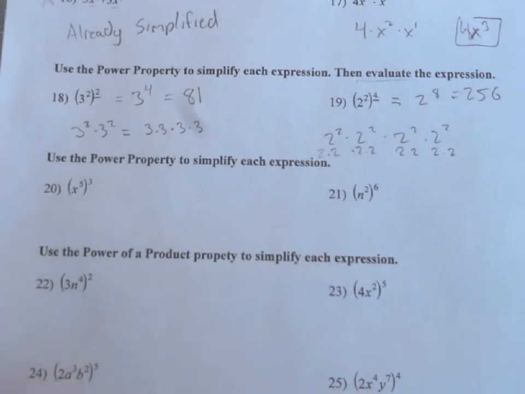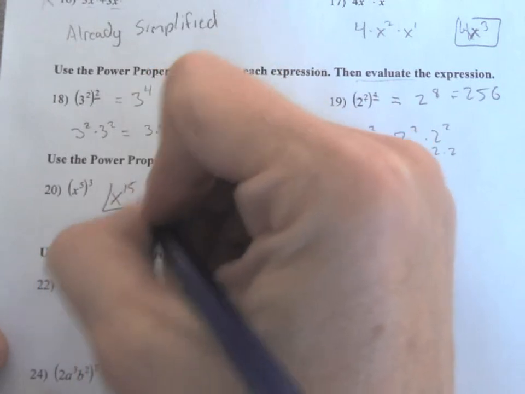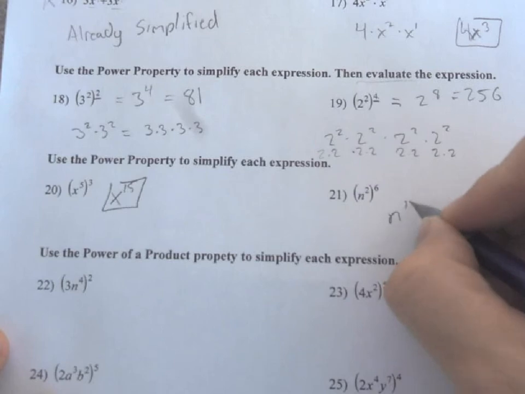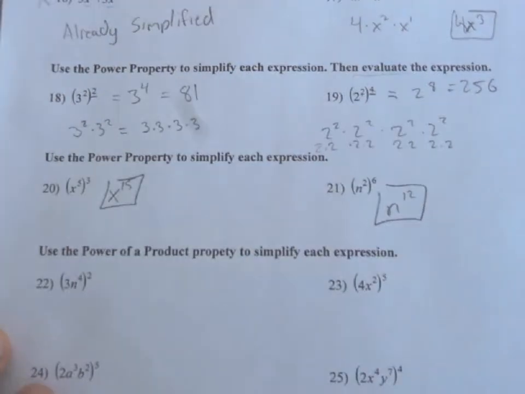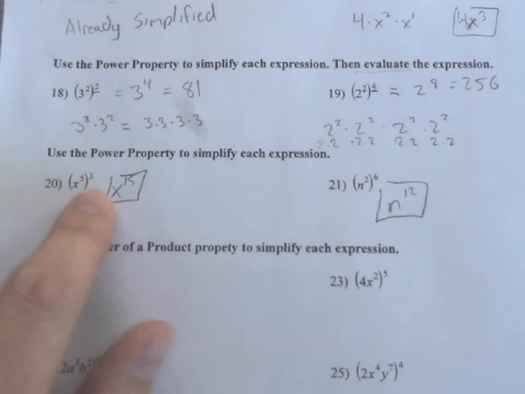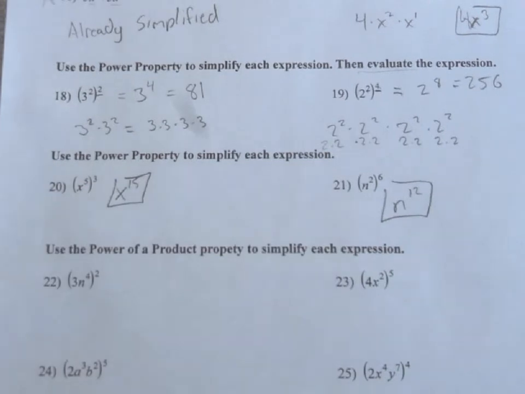All right, so the power property says if you have a power raised to a power, just multiply the exponents. Okay, so x to the 15th. This is n to the 12th. Again, if you're not sure why, just expand it out. Do 3 copies of x to the 5th, and then you're going to have 3 groups of 5 x's. 3 groups of 5 is going to be 15.